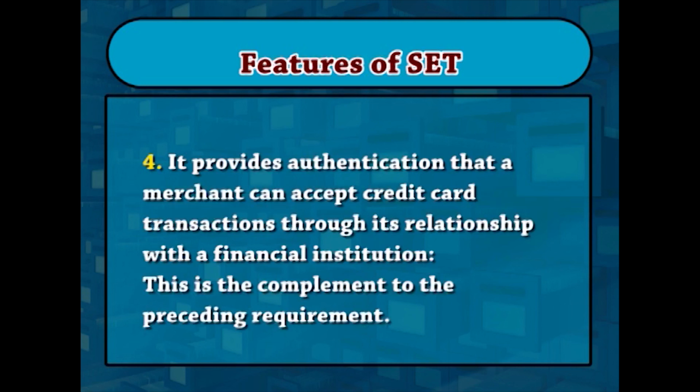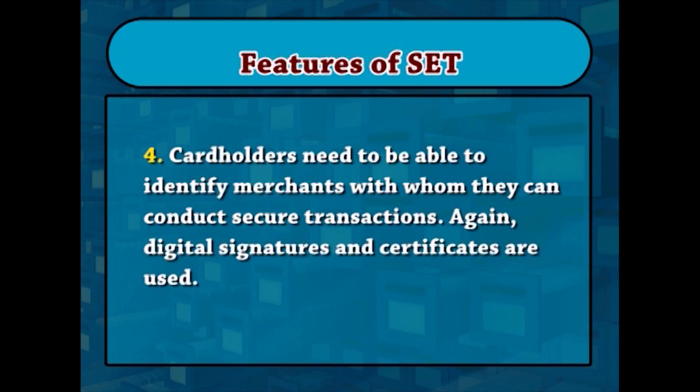Number 4, it provides authentication that a merchant can accept credit card transactions through its relationship with a financial institution. This is the complement to the preceding requirement. Card holders need to be able to identify merchants with whom they can conduct secure transactions. Again, digital signatures and certificates are used.